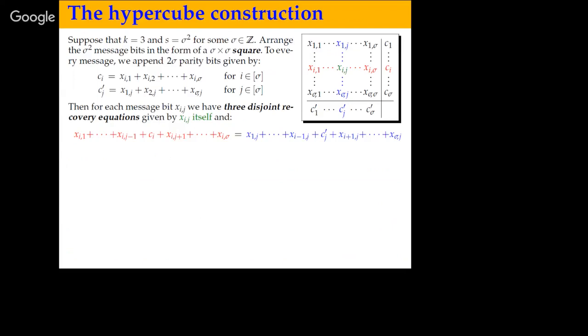Now, once you realize that, you say, oh, okay, what can I do for k equal 4? What would you do, having seen that, for k equal 4?